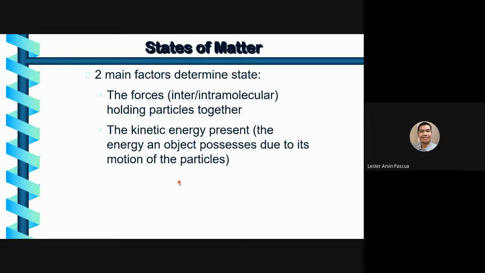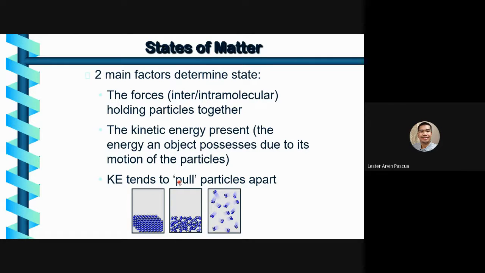As I said, to determine the state of matter, you have different bases. You have your forces, your inter- or intramolecular forces, which are the forces that hold together, that stick our atoms and molecules together. And then your kinetic energy. This is the energy that causes the movement of our atoms. Okay? Your inter- or intramolecular forces are the ones that stick things together. Meanwhile, your kinetic energy is what pulls your particles apart.